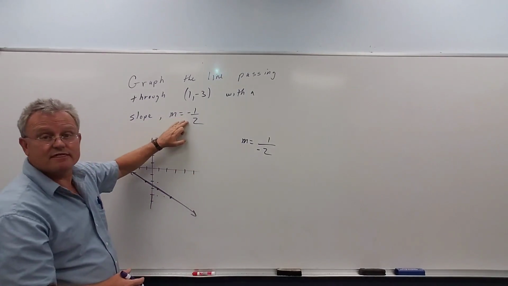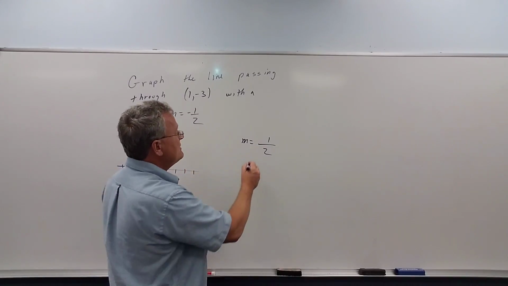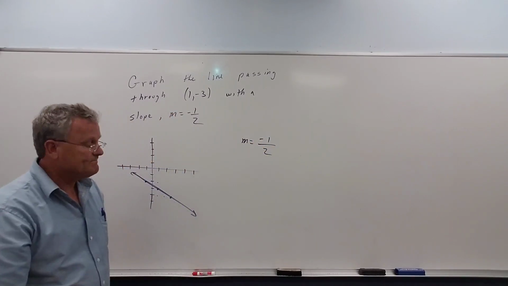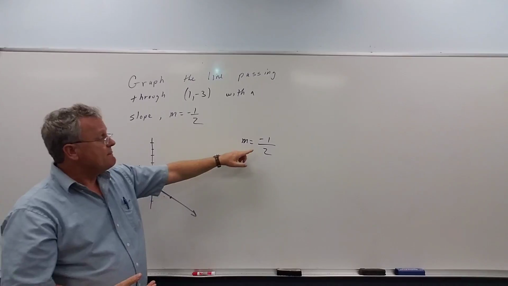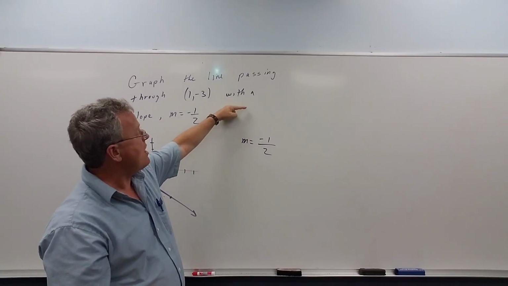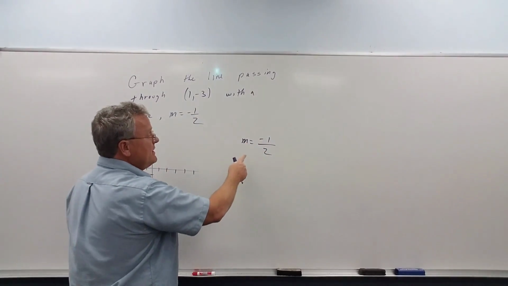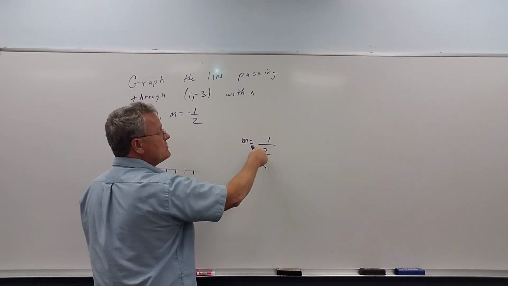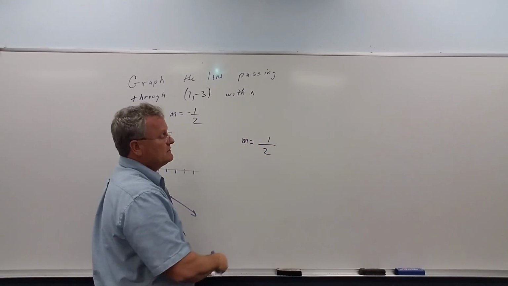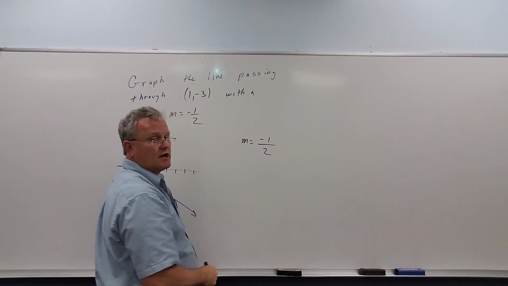So the way I think of this is when you have a negative slope, I always put the negative in the top. It's just what I do. Then, you always, starting at your point, you either go up or down, but you always go to the right. If your slope is positive, you go up to the right. If your slope is negative, you go down and to the right.